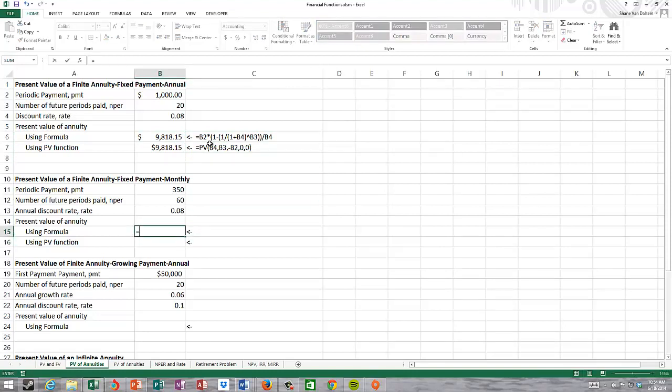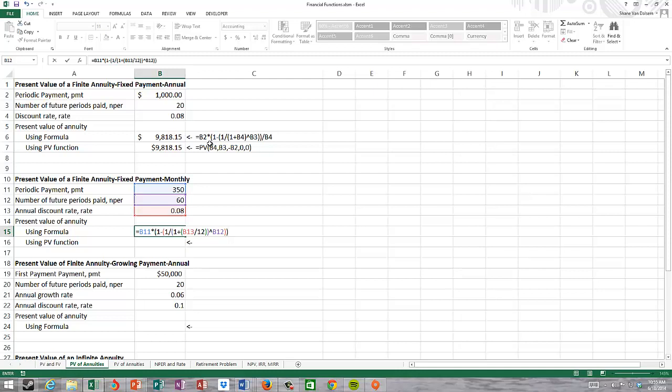So here I'm going to put equals, and again, our periodic payment is 350 multiplied by 1 minus, and then again, open parentheses, 1 divided by 1 plus. And here I'm going to make a little bit of a change. I'm going to take my discount rate, I'm going to divide that by 12 to make it a monthly rate. And then I'm going to raise that to the power of the total number of payments. So this represents 5 years. So 60 payments is 12 times 5. And then I'm going to put two closed parentheses.